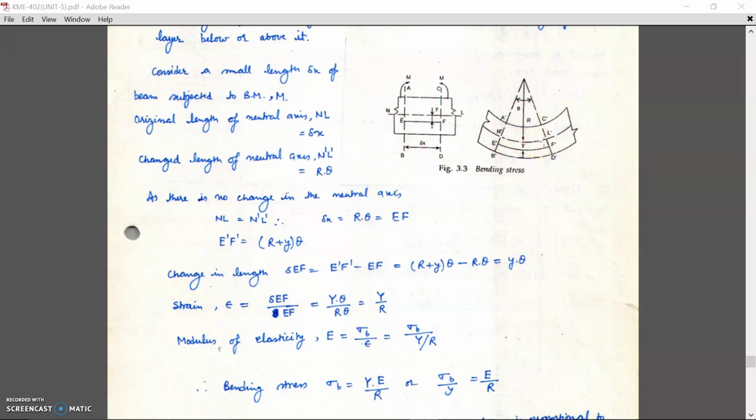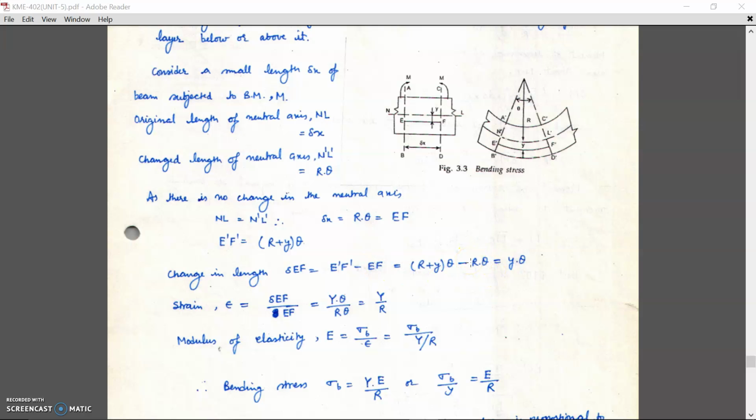So that is why, because this will not experience any type of force, there will not be any change in length of this N dash L dash, or this NL will be equal to N dash L dash, and that is why EF is equal to NL, and this NL is equal to N dash L dash. And from this diagram we can get the value of N dash L dash as r into theta. That is why in this case for EF I had written r into theta.